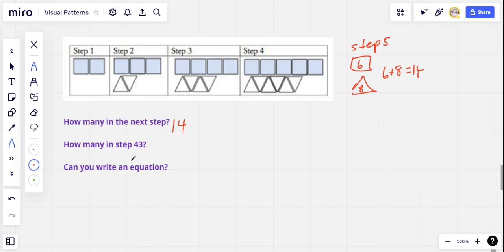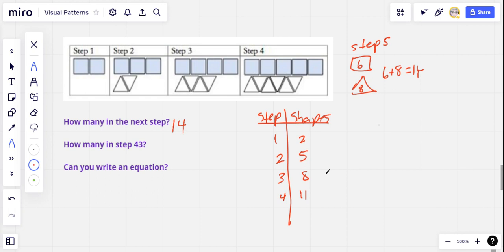To think about step 43, I'm going to analyze these numbers and try to write an equation first. So I'll make a chart with the step number and the number of shapes. So in the first step, we just have those 2 squares. And then in the second step, we've got the 3 plus 2 triangles, that's 5. And in the next step, we've got 4 and 4, so that's 8. And in the next step, we've got 5 and 1, 2, 3, 4, 5, 6. So 5 and 6 is 11.